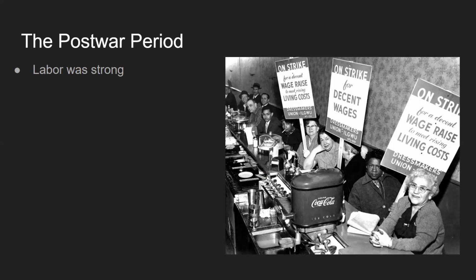You had the ILGWU, you had the AFL-CIO, you had the United Farm Workers. You have lots of unions, lots of union membership, lots of strikes going on. United Auto Workers in Detroit doing stuff, and basically there's a very strong correlation between unions and wages, right? More unions, higher wages for the working class. Pretty simple.